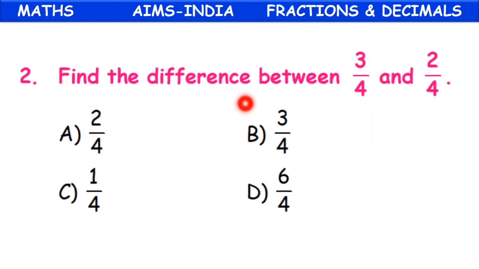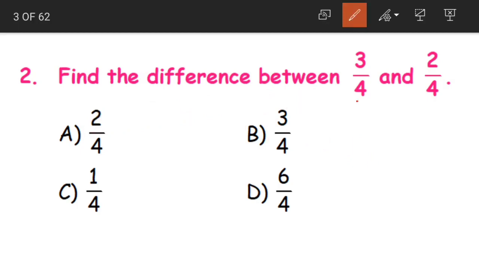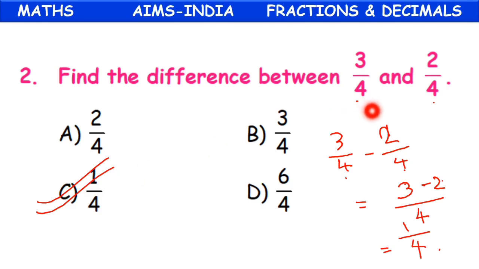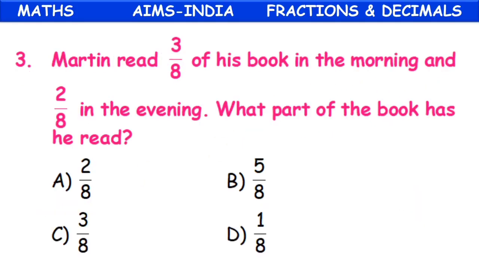Next question 2. Find the difference between 3 by 4 and 2 by 4. Difference means the subtraction, right children? So we need to subtract these two fractions, 3 by 4 minus 2 by 4, and these two are like fractions having the same denominator 4. So we simply subtract the numerators and retain our common denominator. 3 minus 2, 1 divided by 4. So option C, 1 by 4 becomes the difference between 3 by 4 and 2 by 4.